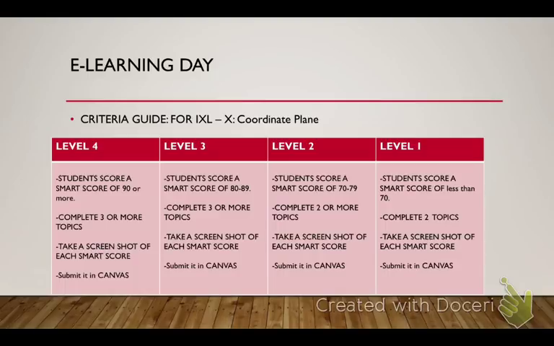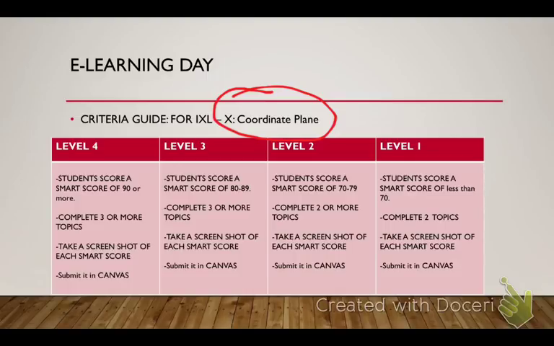All right, so what you are going to do is you're going to go into IXL, and in the 6th grade, the X topics, there are 6 of them. X1, X2, X3, X4, X5, and X6. And it's all on the coordinate plane. And you're going to choose one of those 6.